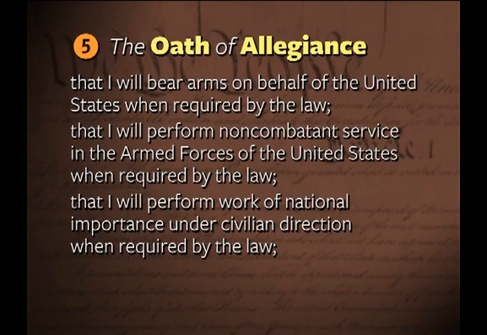Next, the oath says that I will bear arms on behalf of the United States when required by the law, that I will perform non-combatant service in the armed forces of the United States when required by the law, that I will perform work of national importance under civilian direction when required by the law. Here, you are promising to perform service to help your country when it is needed and when the law says you must. There are, in fact, 3 different promises in this part of the oath.